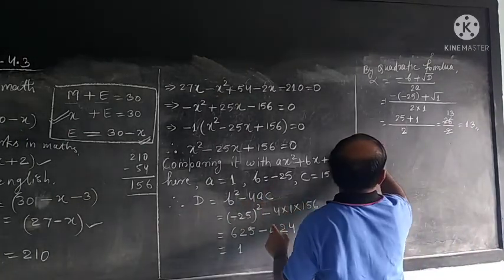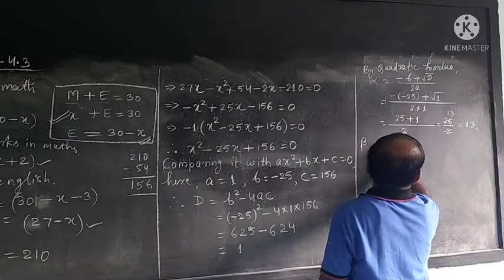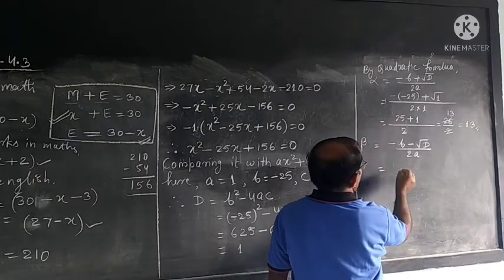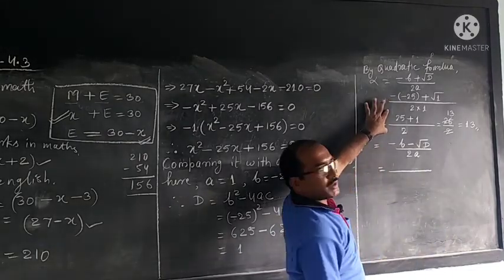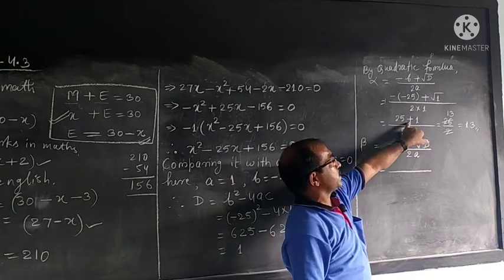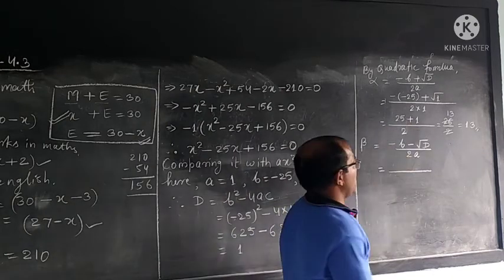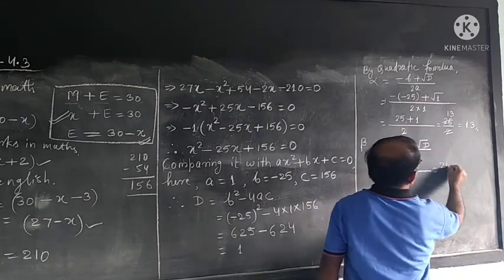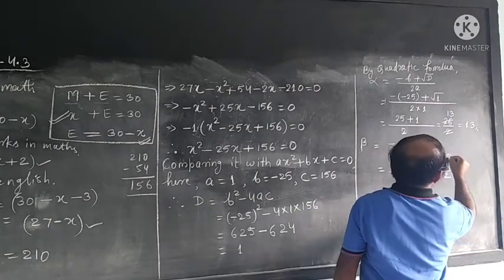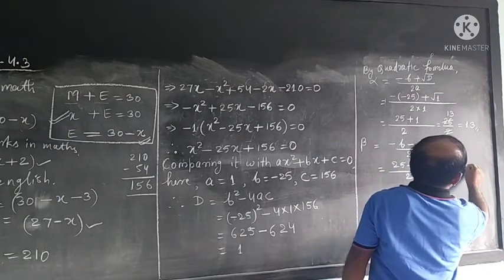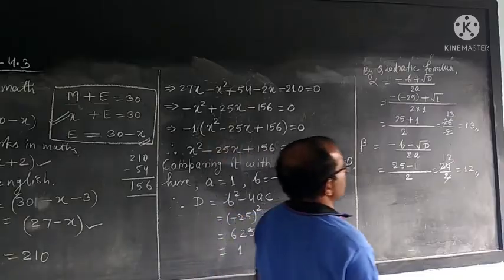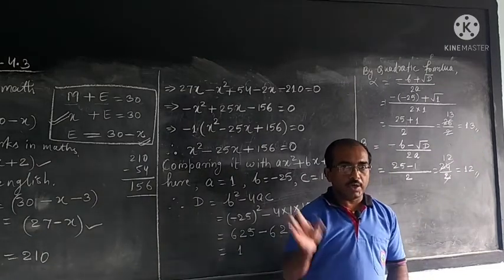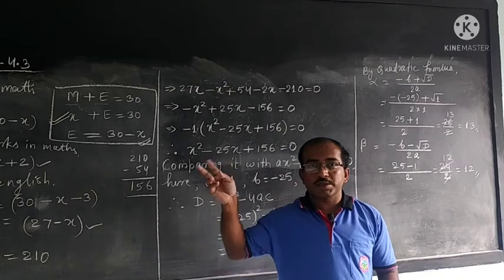Another root, let us see, beta, minus b minus root d by 2a. We will write the formula and come straight to the step where the calculation happens. 25 minus 1 by 2 it will be, so 24 by 2, 2 12s are 24. So, we are getting both values positive, 13 and 12, and we are talking about the marks she got in the test.